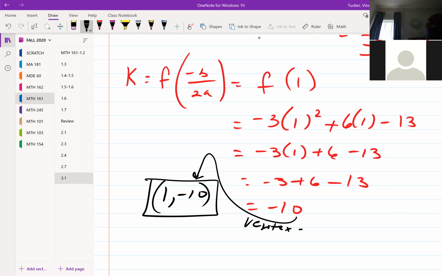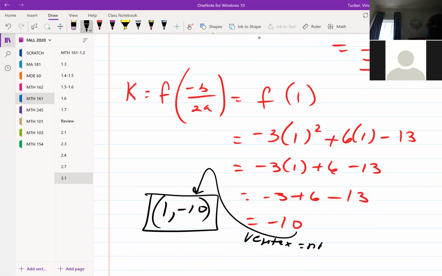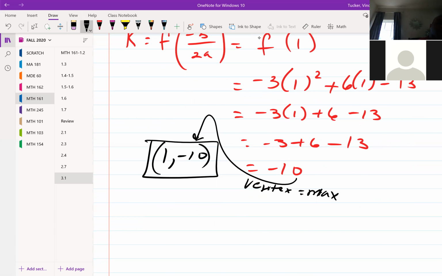And our vertex, we said it was a maximum. And it asks us one more thing. Identify the domain and range.